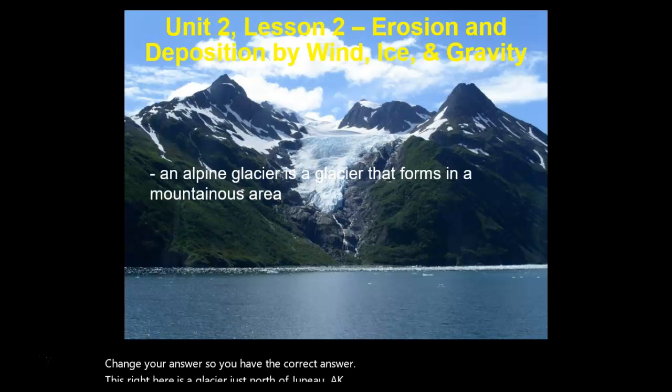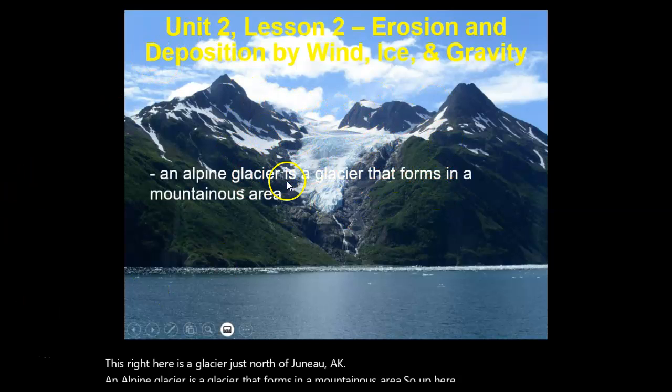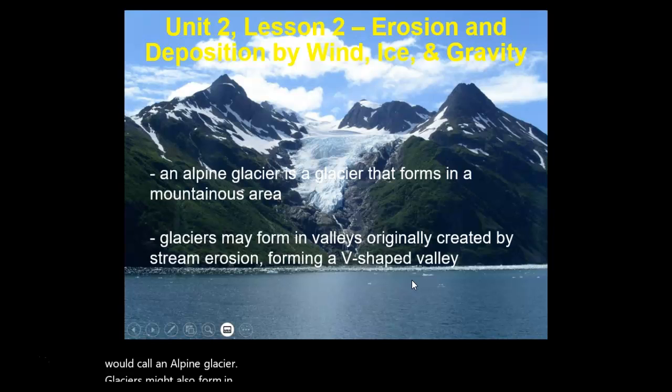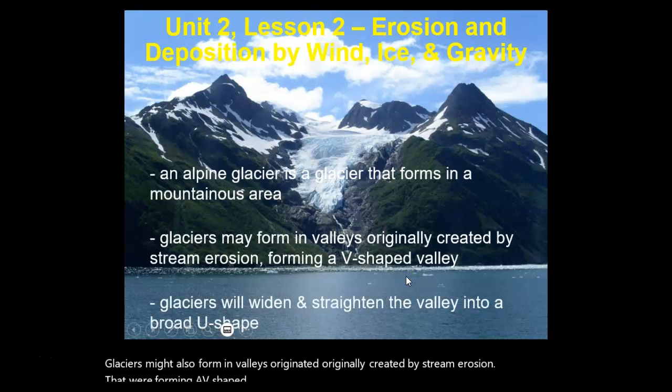An alpine glacier is a glacier that forms in a mountainous area. So up here, this glacier is what we would call an alpine glacier. Glaciers might also form in valleys originally created by stream erosion that were forming a V-shaped valley. As glaciers go through there, they're going to widen and straighten the valley into a broad U shape.